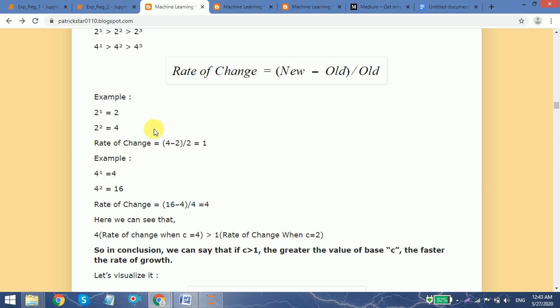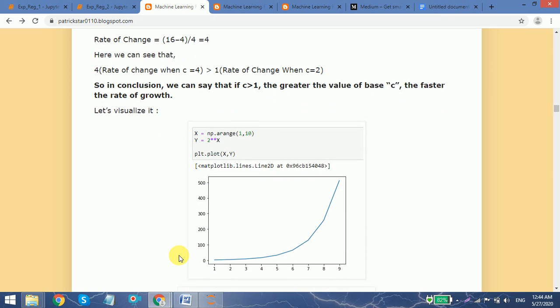So for 2 the rate of change equals 1, and for 4 the rate of change equals 4. So here we can see that the rate of change when c equals 4 is greater than the rate of change when c equals 2. So the rate of change here was 4, and the rate of change here is 1. So in conclusion, we can say that if c is greater than 1, then the greater the value of base, the faster the rate of growth. It is exactly the opposite of when the value of c is between 0 and 1. Okay, so let's take some data and visualize it.